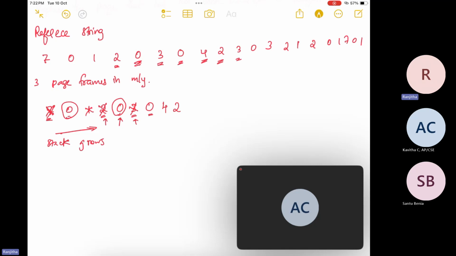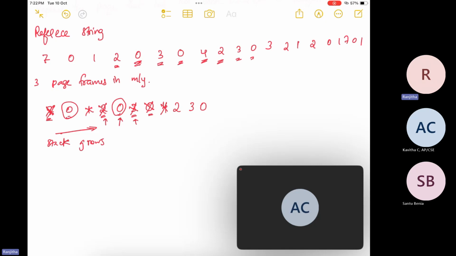Now again 3 comes. 3 is not there. 0 is the least recently used frame, so replace that and bring in 3. Now when 0 comes, again it's a page fault. Of these, 4 is the least recently used one, so replace 4 and bring in 0.